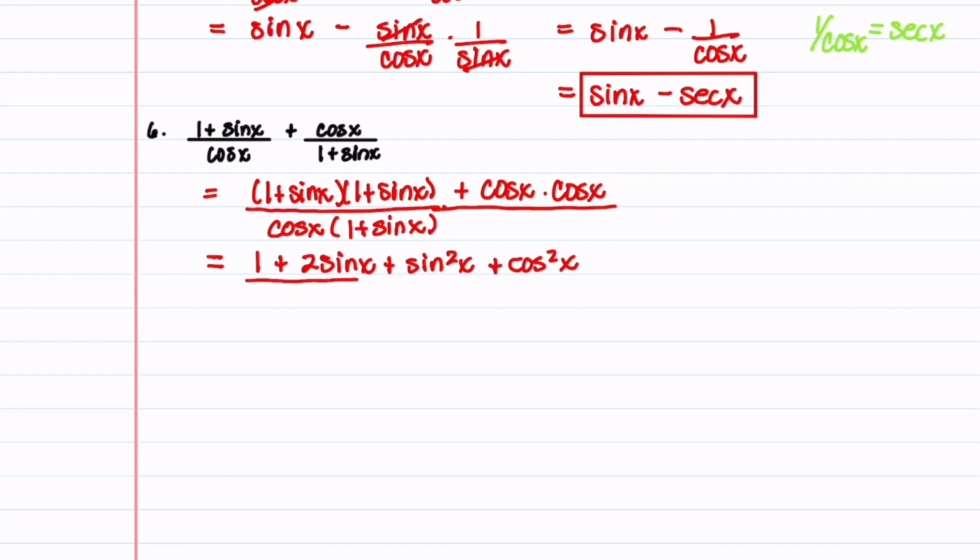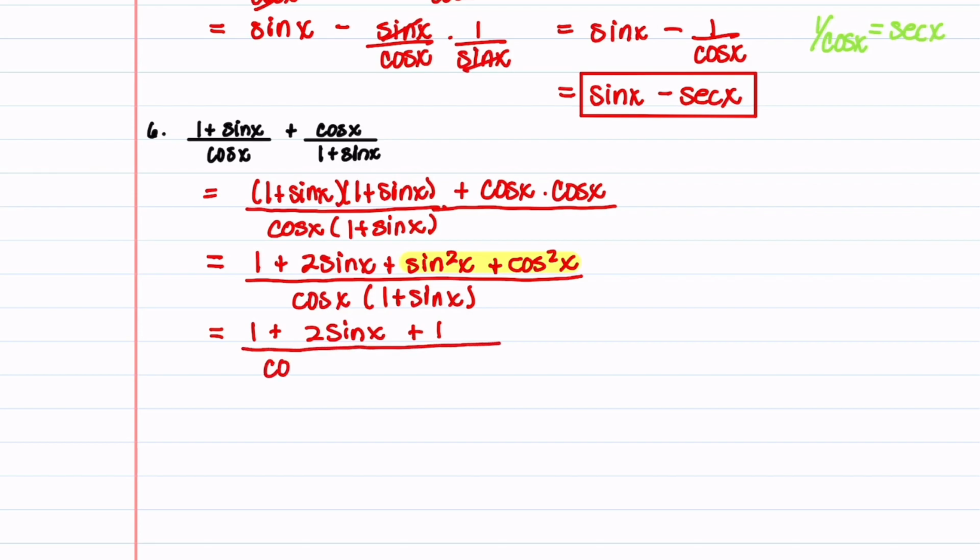Already we can see something good there with the sine squared plus the cosine squared. And on the bottom, we just recopy what we have. Cosine x times 1 plus sine x. We see that this expression is our Pythagorean expression, and it's going to equal 1. So let's plug that in. So this becomes 1 plus 2 sine x plus 1, all divided by cosine x times 1 plus sine x.